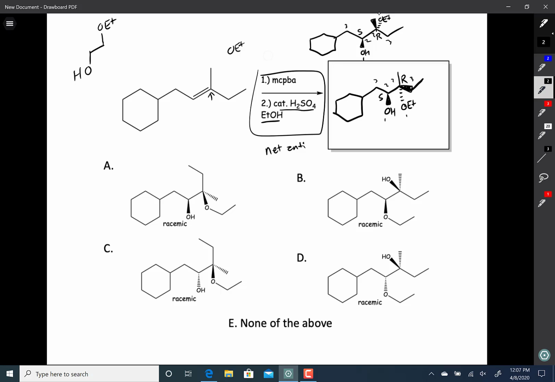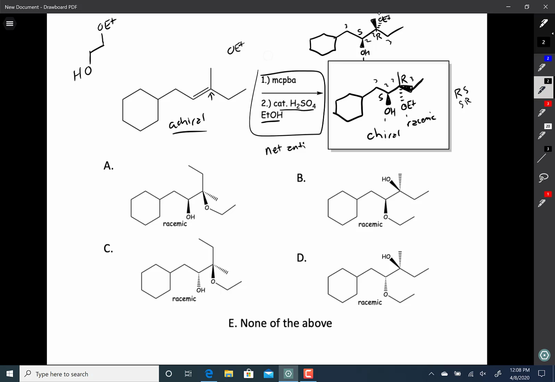Also, since we're going from an achiral starting material to a chiral product, the product is going to be racemic. What that means is this OH could have been a dash, and then that OEt would be a wedge. So in that case, instead of the SR chiral centers, you'd have an RS. So our answers are going to have the two chiral centers like this.